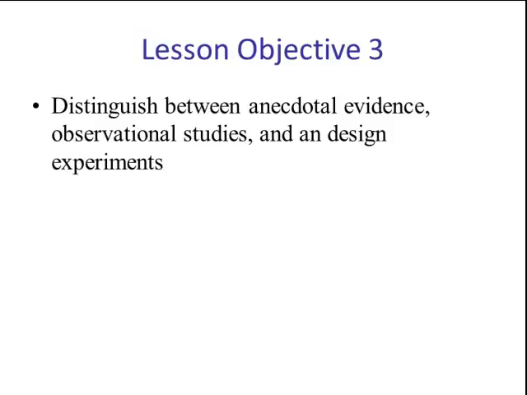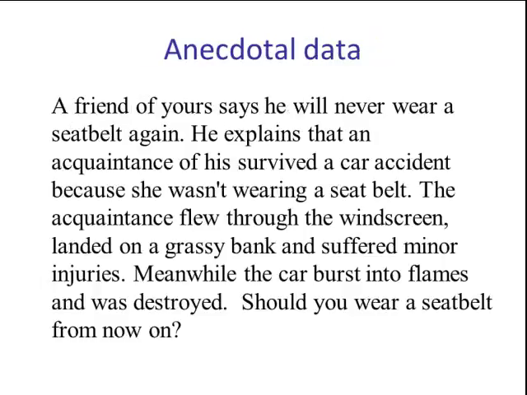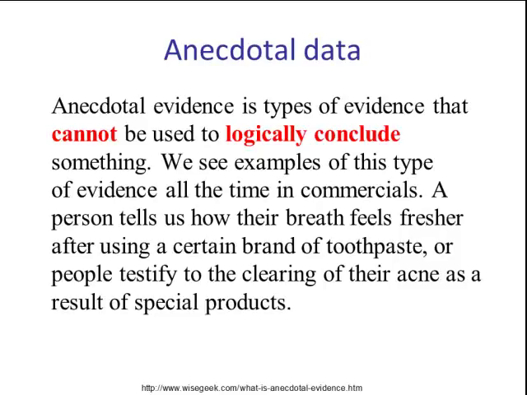Lesson objective number 3. Anecdotal data. A friend of yours says he will never wear a seatbelt again. He explains that an acquaintance of his survived a car accident because she wasn't wearing a seatbelt. The acquaintance flew through the windshield screen, landed on the grassy bank, and suffered minor injuries. Meanwhile, the car burst into flames and was destroyed. Should you wear a seatbelt from now on? Now, this is an example of anecdotal evidence. Anecdotal evidence is a type of evidence that cannot be used to logically conclude something.